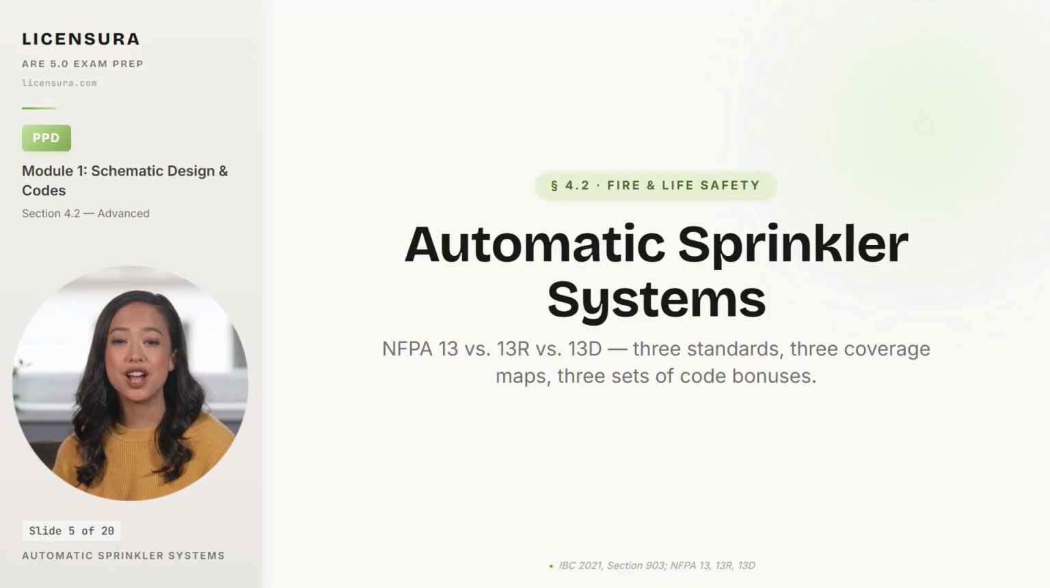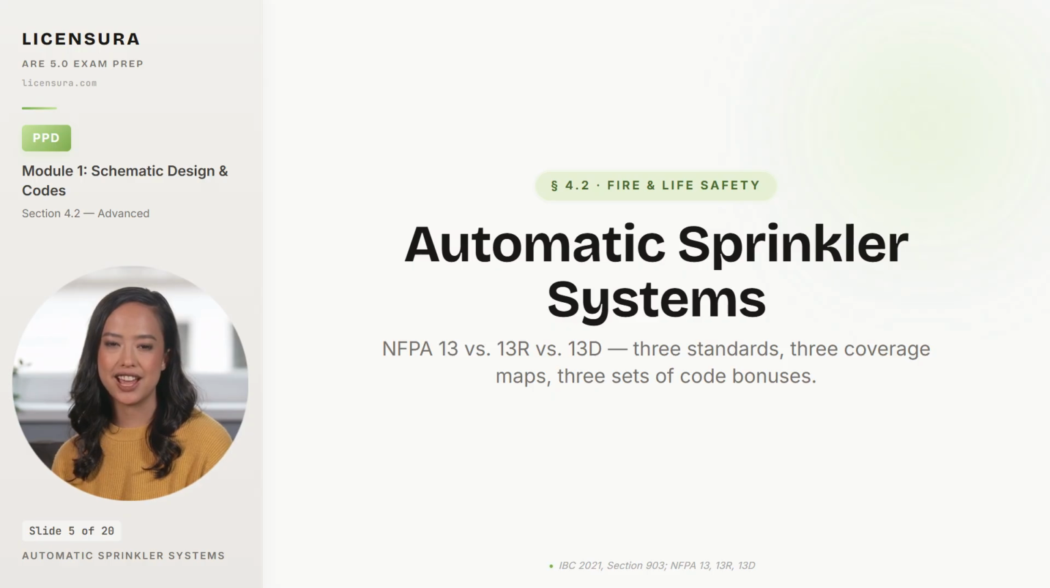Sprinklers are not interchangeable, and assuming they are is one of the most expensive mistakes a project can make. The IBC references 3 NFPA standards: 13, 13R, and 13D, and each one covers a different scope, applies to a different building type, and unlocks a different set of code bonuses.